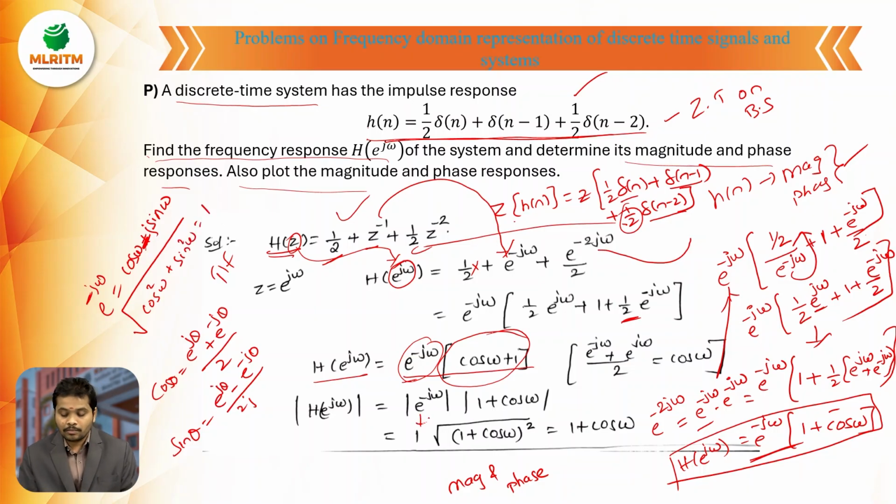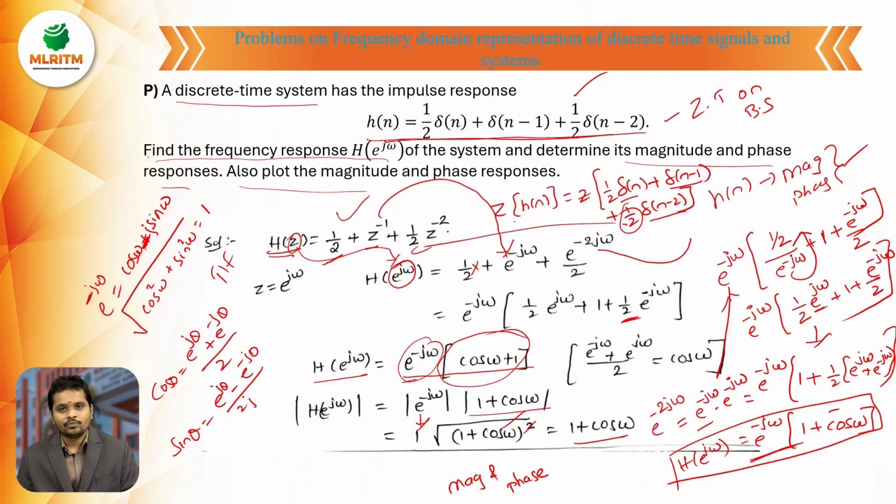So that's why the modulus of e power minus j omega equals 1, and 1 plus cos omega is the real term, root of (1 plus cos omega) whole square plus 0 square, because the imaginary term is not available here, so the imaginary part is 0. So 1 into root of (1 plus cos omega) square, the root cancels, and then you have obtained the magnitude response, which is nothing but 1 plus cos omega.